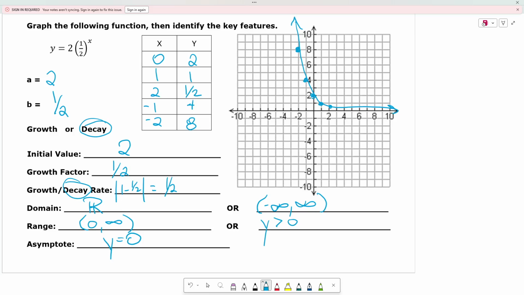As you start adding more pieces and parts to the equation, it will shift the equation around. But that'll come along in another video.